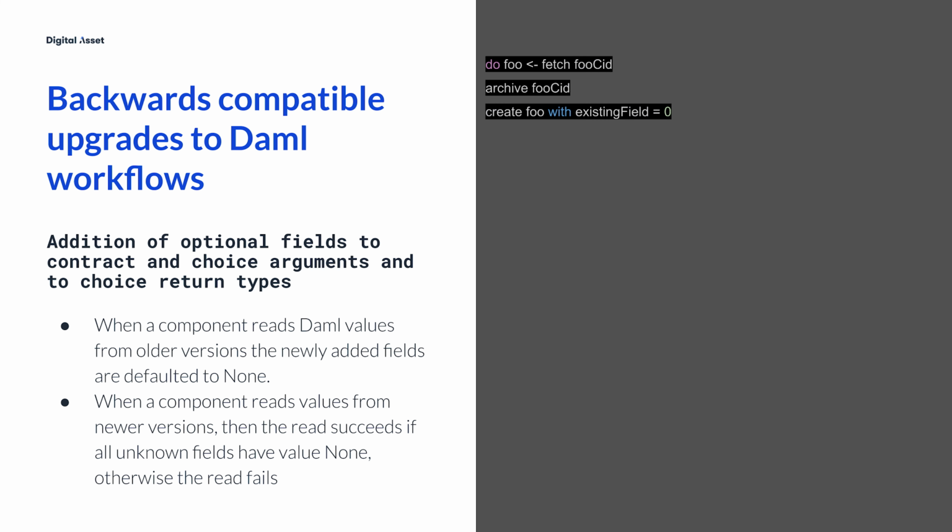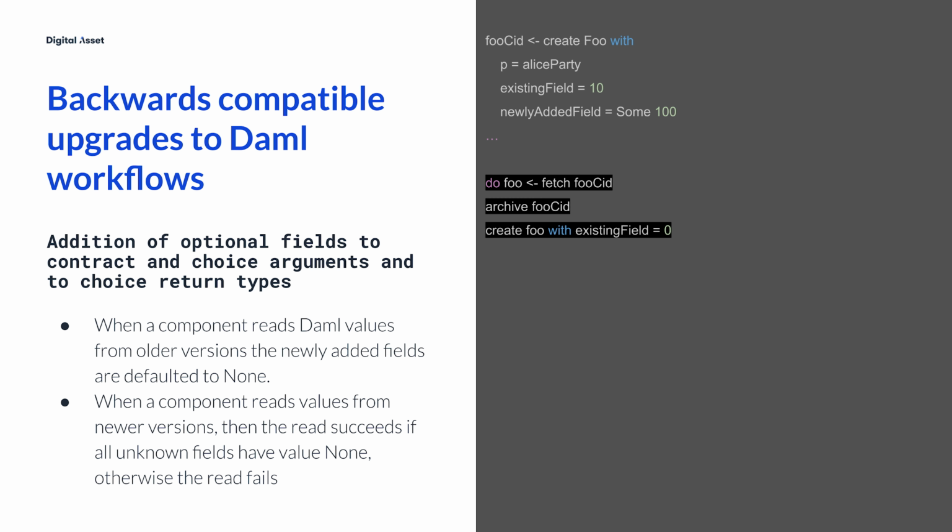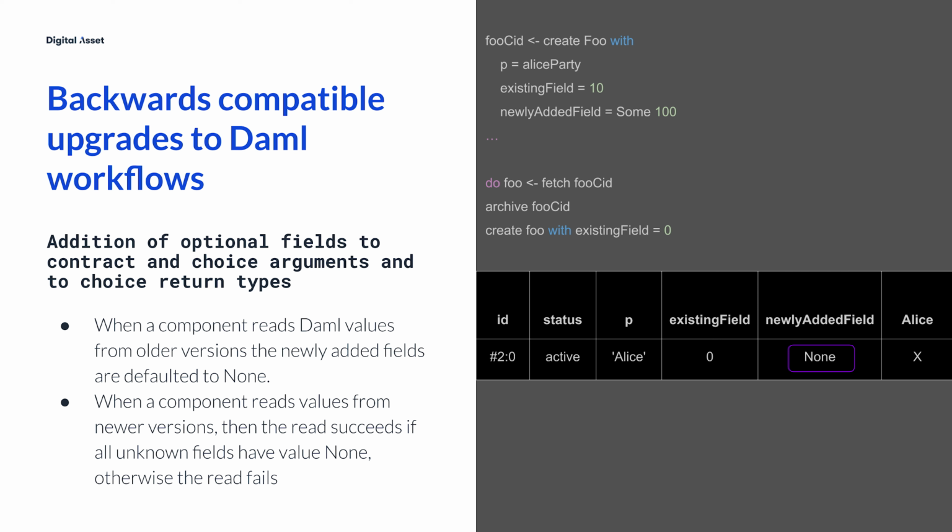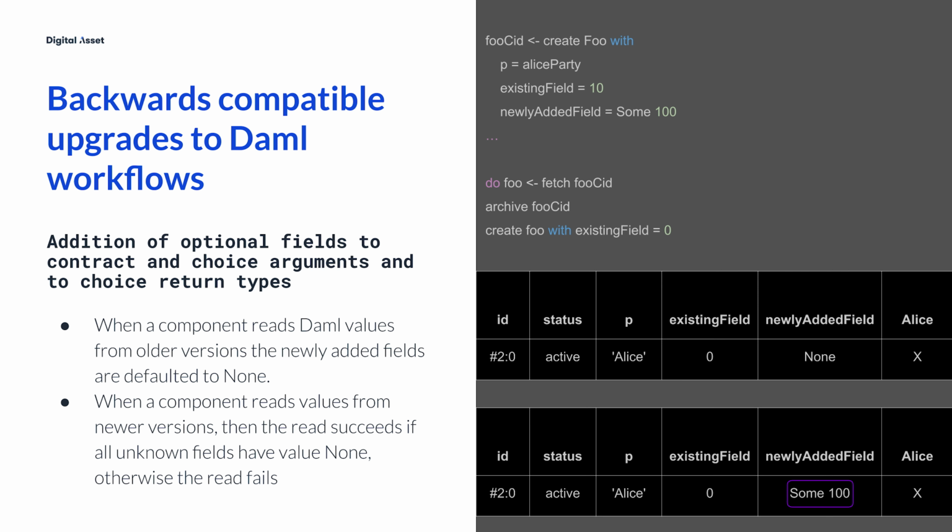This design choice was made to safeguard apps from unexpected data loss. In archive and recreate style code like this one, assuming fooCid points to a contract of type Foo with p equal to Alice party, existing field equal to 10, newly added field equal to Some 100. This code would result in a new contract Foo with newly added field equal to None being created, instead of the expected Foo with newly added field equal to Some 100.